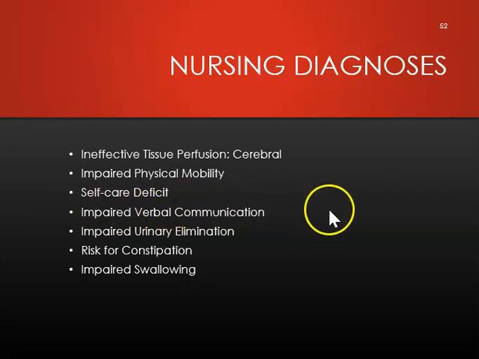Make these people a memory book. Impaired urinary elimination, sometimes that's an issue post-stroke. Risk for constipation, we don't want that ICP to change. And impaired swallowing.